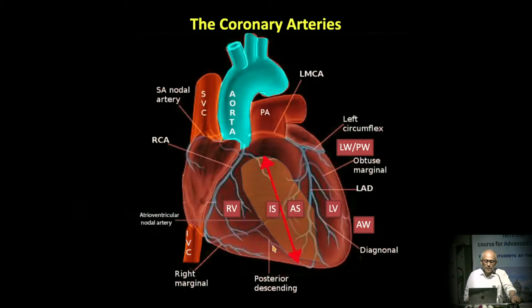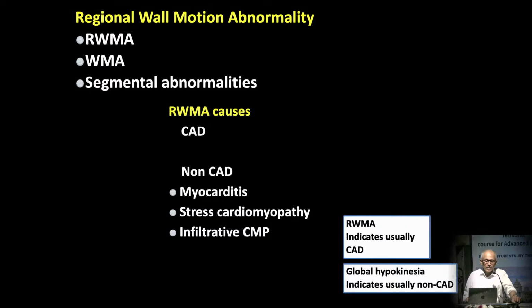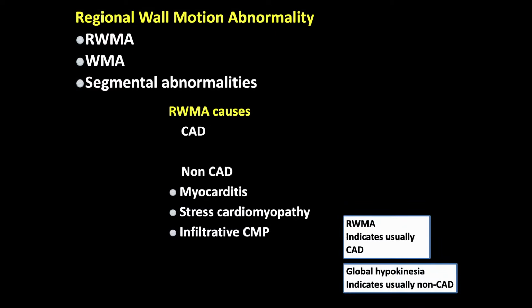So that's the sort of way to look at the anatomy and the supply part of it. Then when we use the word regional wall motion abnormalities, different institutions have different ways of expressing it. So you can have RWMA, you can have WMA, and then people also use segmental abnormalities. So what causes RWMA? Commonly it is CAD, and then you also have non-CAD causes.